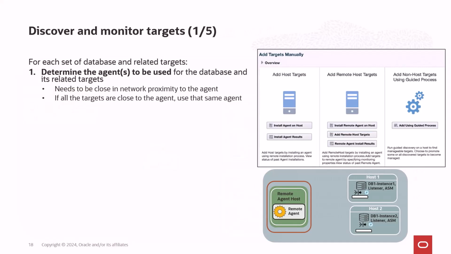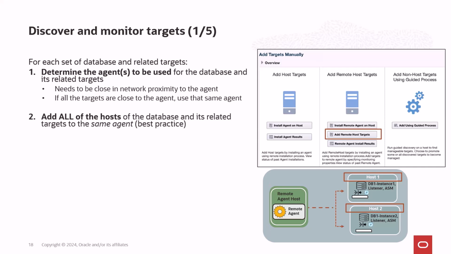Here are the general steps for discovering a database and its related targets. First, determine the agents that will be used to monitor these targets. Choose the agent that is in close network proximity to your targets. The same remote agent can remotely monitor many targets.